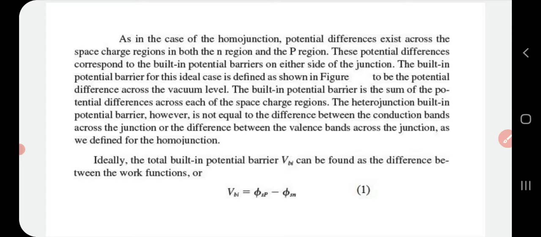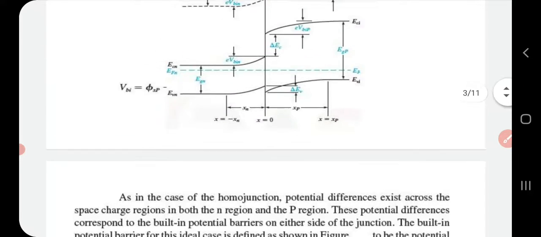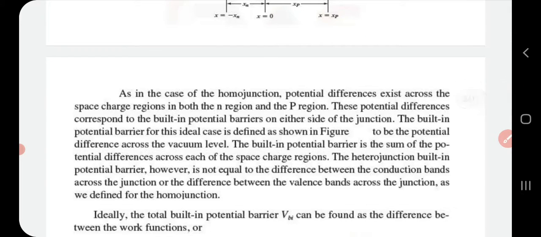This potential difference actually corresponds to the potential barrier on either side of the junction that we already discussed in the case of a normal PN junction diode. Okay, so all these concepts are not new. Then this built-in potential for this ideal case is defined and is shown in the figure, that is shown here. And then the potential difference across a vacuum level.